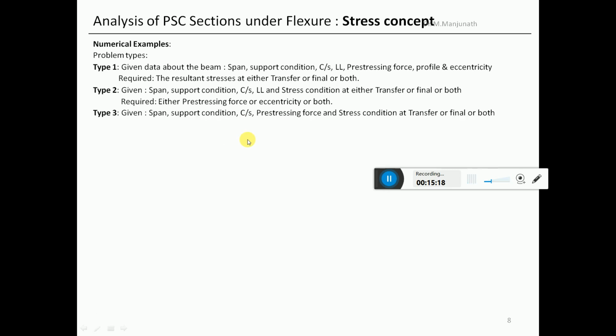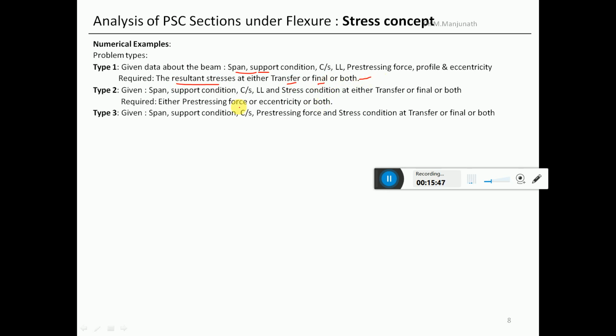numerical examples, and when we take up the numerical examples, depending on the data given and what is required, we can put the problem types as three distinct types. So the first type is where we are given information about the beam and we are asked the resultant stresses. The stresses may be at transfer stage or final stage or both.